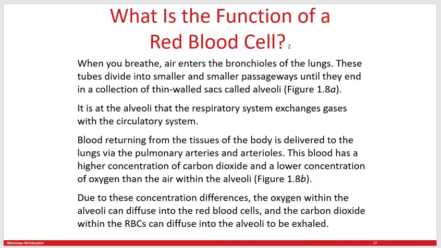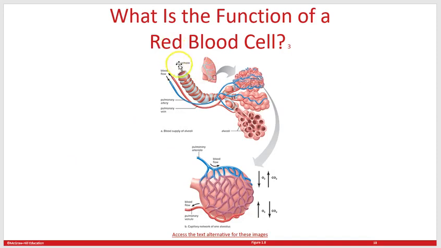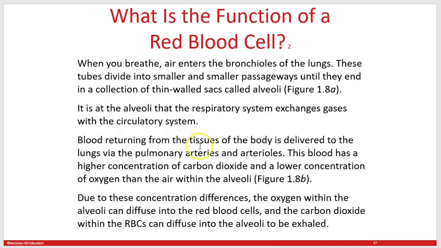Well, when you breathe air into your lungs, those tubes that the air goes into divide into smaller passageways until they reach this little place called alveoli. So air comes in through the bronchioles. These bronchioles branch into smaller and smaller tubes until you reach these little bubble-looking things called alveoli. Well, it's in these alveoli that the respiratory system exchanges gases.